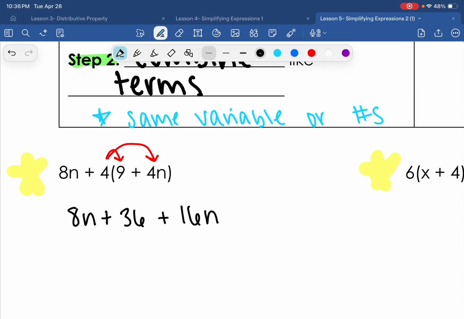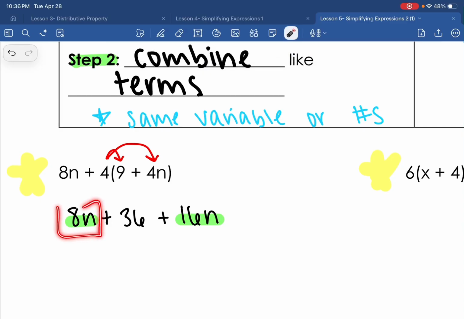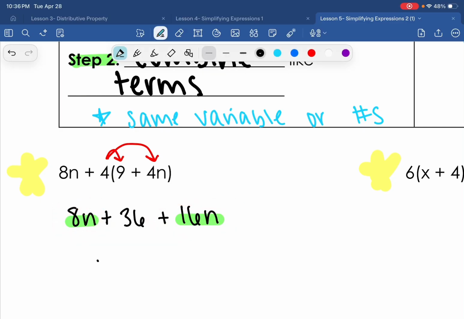And then you would have found similar things, right? And so you would have said, okay, 8n and 16n have the same variable. So I'm going to do 8n plus 16n, which gives me 24n. I bring down 36 because it has nothing to combine with. It doesn't have a like term.